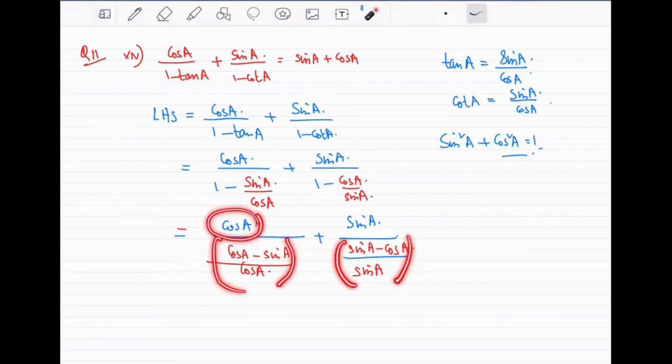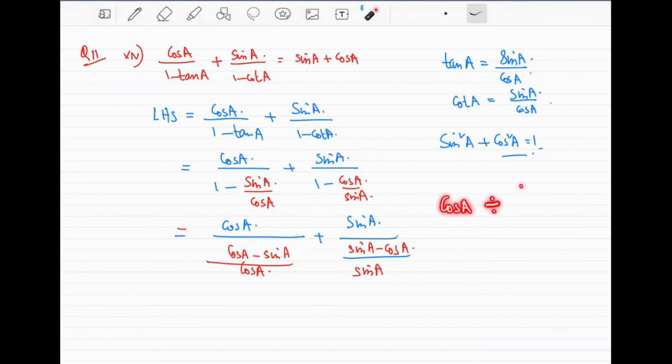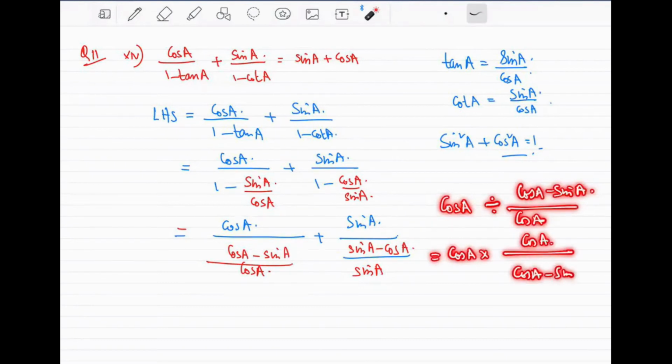So this whole part right here can be treated as cos A. I'm talking about this first portion only. Forget the second part. Cos A is divided by what? Cos A minus sine A divided by cos A. If you change the division into multiplication, cos A will come up and cos A minus sine A will go down. Multiply cos A and cos A, both are numerators. So we will get cos square A divided by cos A minus sine A.